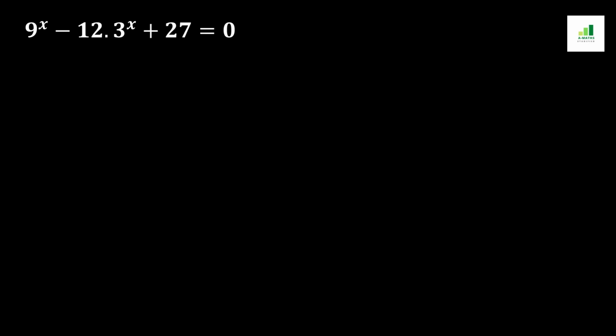Welcome to AIME. Today in this video we are going to solve a question, and the question is 9 to the power x minus 12 into 3 to the power x plus 27 equals 0, and we will solve this expression for x.